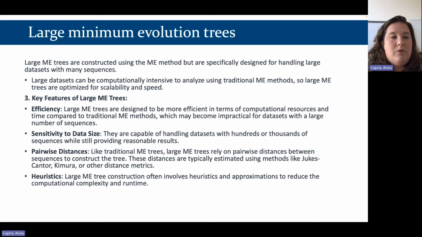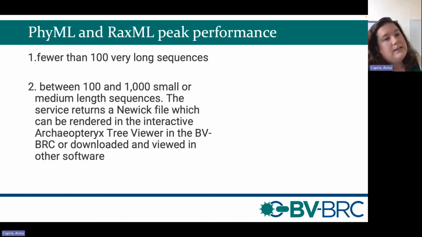But if you add more sequences, that could really increase the time, not aligned 1-to-1 like that. It could take many more hours, for example, as you have more sequences. So just keep that in mind if you're using the BV-BRC to run jobs and they're taking a little bit longer than you expect. And thinking about the PhyML and RAxML peak performance, expect high success with fewer than 100 very long sequences, and then between 100 and 1,000 small or medium-length sequences. And the service returns a Newick file, which can be rendered in the Archaeopteryx Tree Viewer in the BV-BRC or downloaded and viewed with other software.